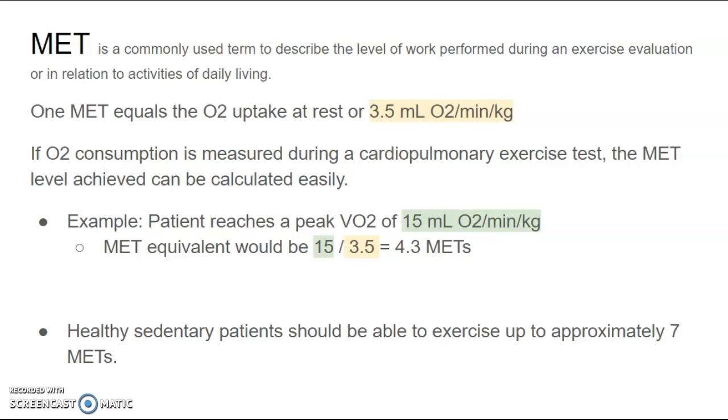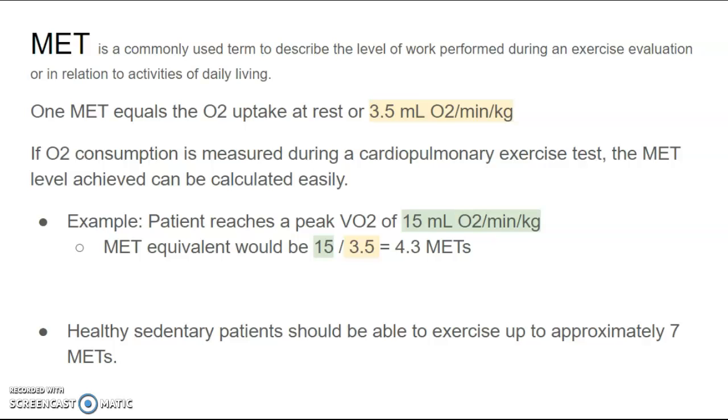Okay, let's take a quick look at the MET, or the metabolic equivalent. This is a commonly used term to describe the level of work performed during an exercise evaluation or in relation to activities of daily living. 1 MET equals the oxygen uptake at rest, or 3.5 milliliters of O2 per minute per kilogram. If the O2 consumption is measured during a cardiopulmonary exercise test, the MET level achieved can be easily calculated.